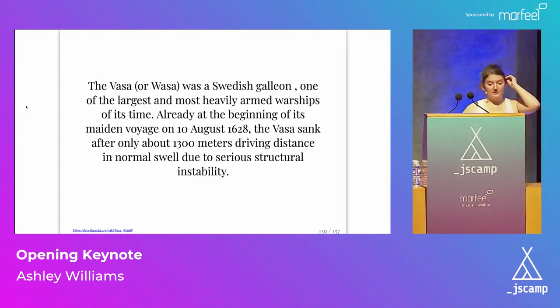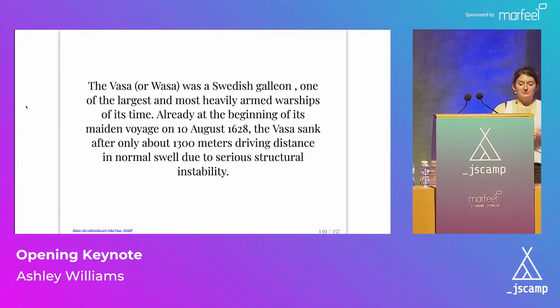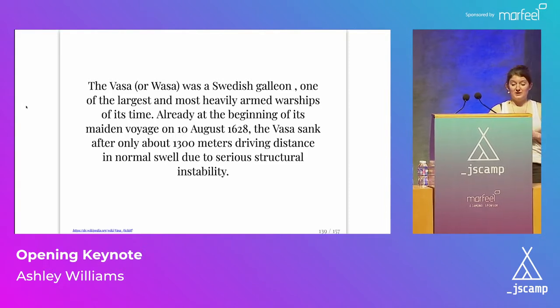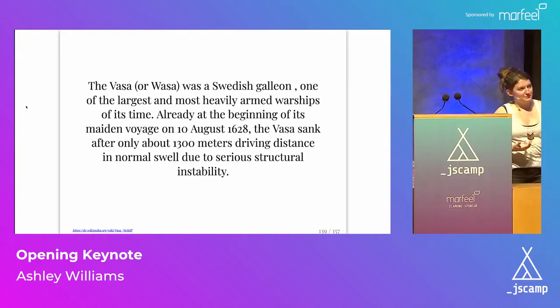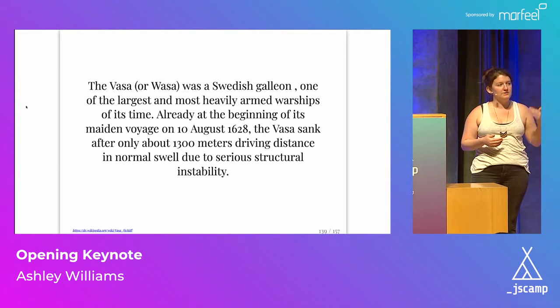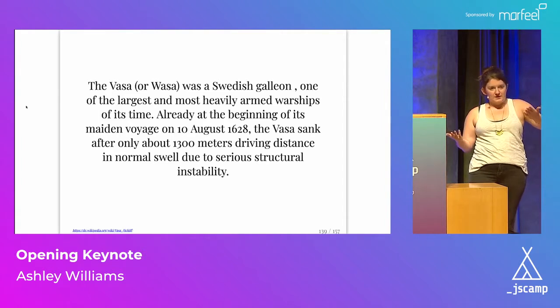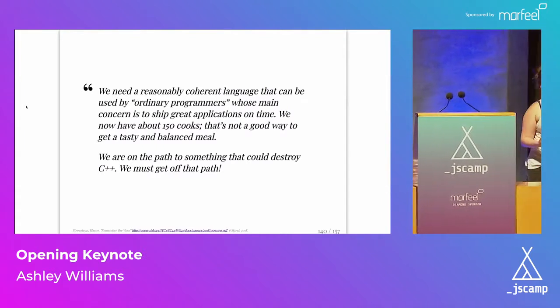All right, so the Vasa was a Swedish ship, one of the largest and most heavily armed warships of its time. At the beginning of its maiden voyage in August 1628, the Vasa sank after only about 1,300 meters of distance in normal swell due to serious structural instability. So this was a ship, the Swedish government's like, we're going to have a sweet ship, and it's going to make everybody scared because it's going to be so awesome and have all the features. And then it went out for its first voyage and just the end. What happened?